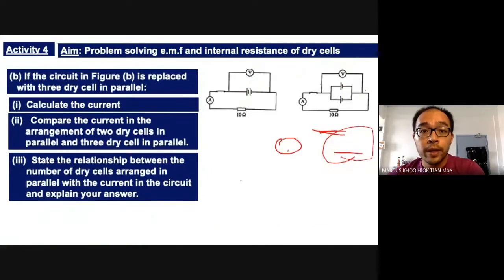So in this case, this question is dia bercakap tentang EMF-nya sama, tapi internal resistance-nya berlainan. And we can then make that conclusion lah. The bigger the internal resistance, the smaller the current.